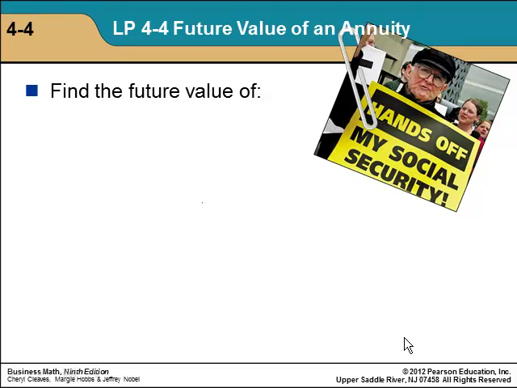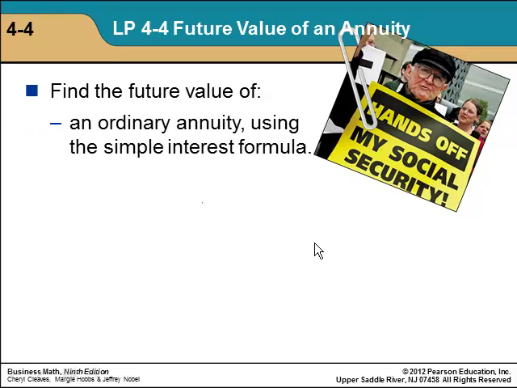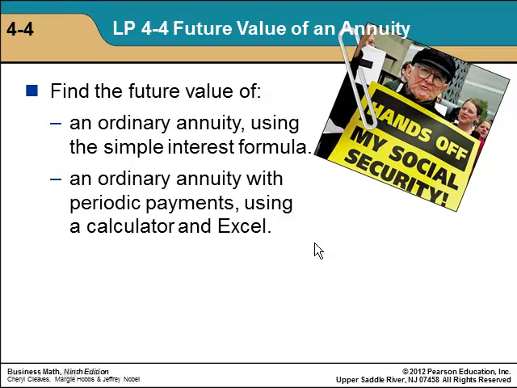All right, we're dealing with future values of annuity here in chapter 14. An annuity is, if you notice the sign here, hands off my Social Security. Social Security, if it were a savings account, would function like an annuity, but since it's not a savings account, it doesn't function like an annuity. But basically, an ordinary annuity is when you put money into the bank each month or half a year or something like that.